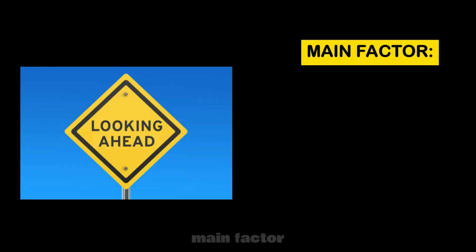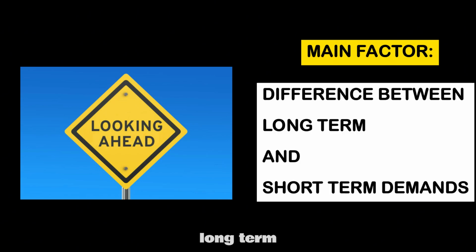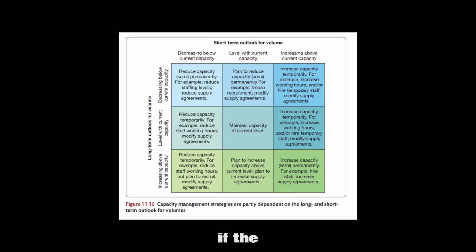The main factor influencing capacity decisions is the difference between long-term and short-term demand. If the long-term demand outlook is good, even if the short-term demand is low, businesses won't cut capacity drastically. And if the long-term outlook is poor, even high short-term demand won't make businesses invest in a lot of extra capacity. Figure 11.16 shows different strategies for managing capacity based on these outlooks. So as you can see, here is the table.